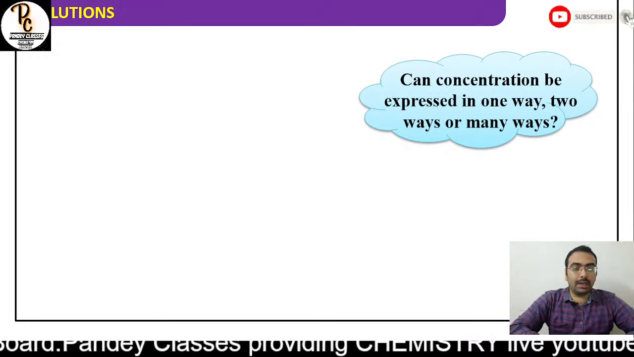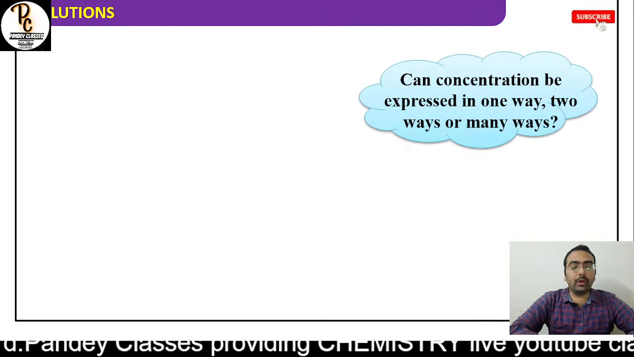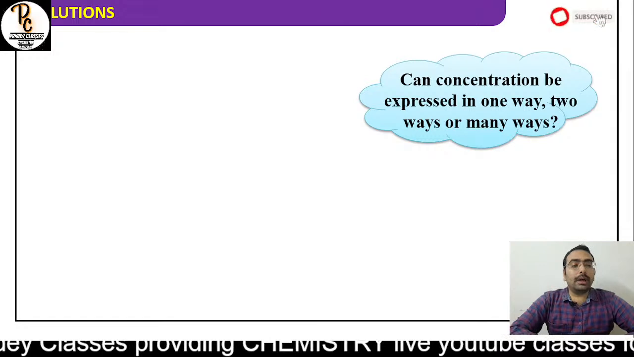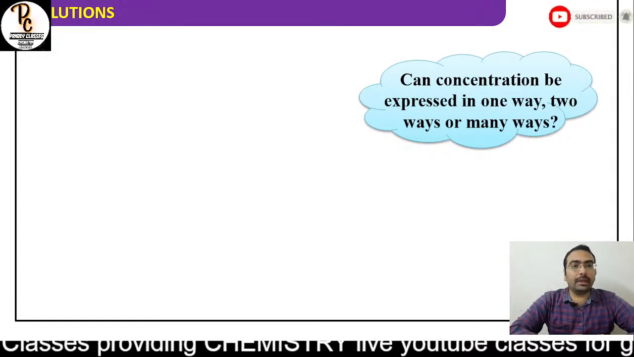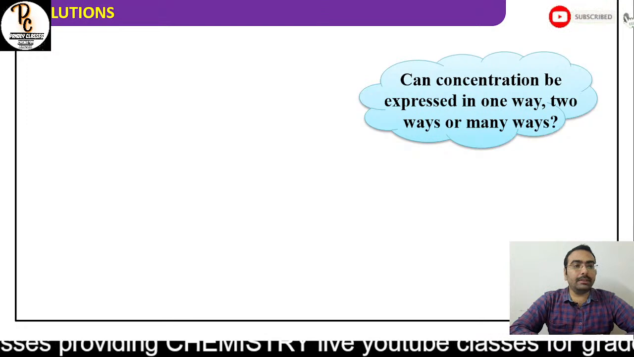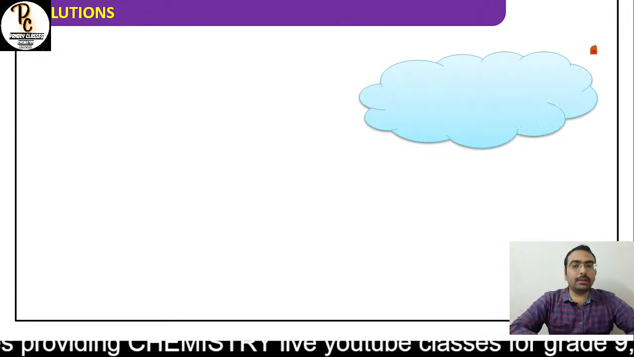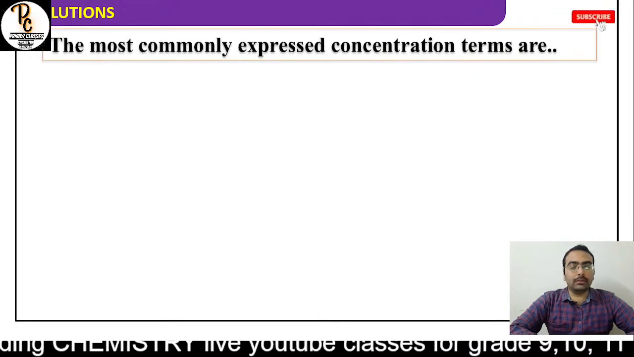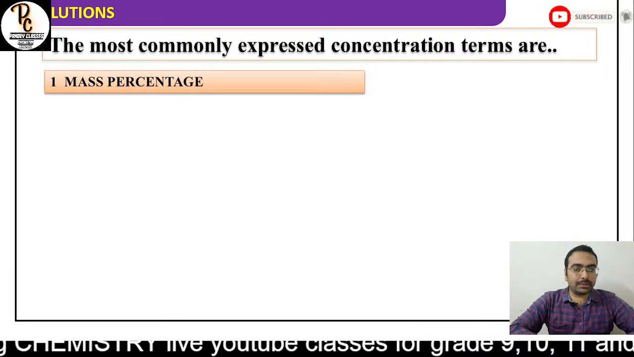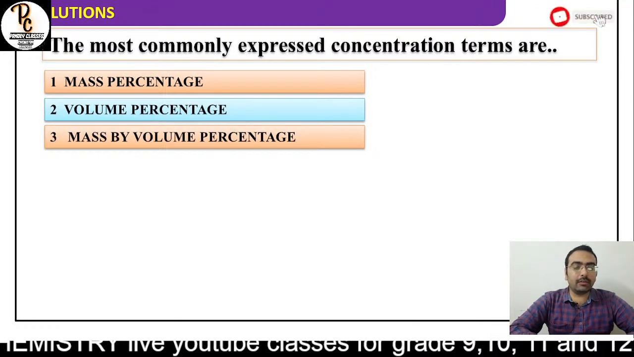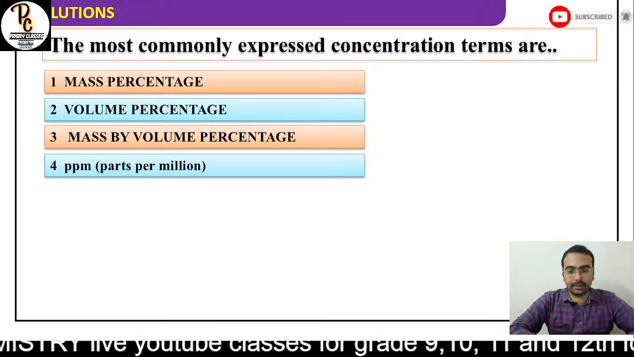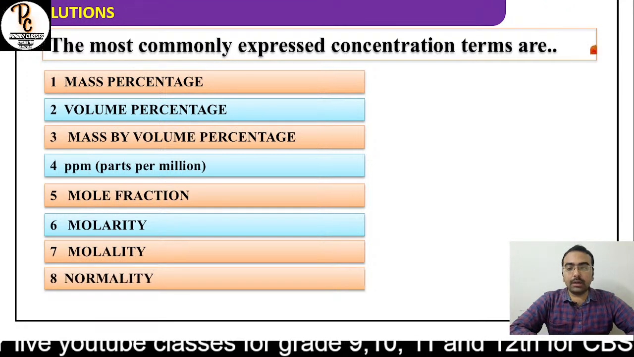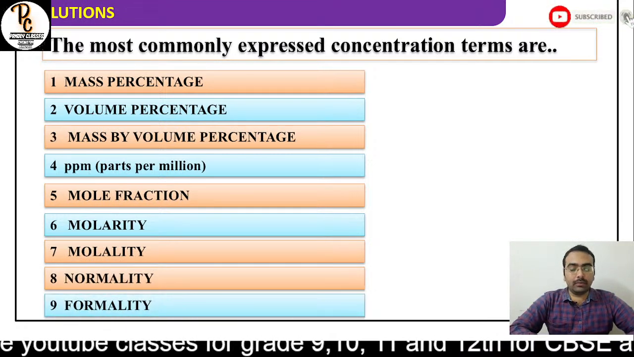Can concentration be expressed in one way, two way, or many way? So we all know that the concentration can be expressed in many ways. Okay, and if we say many ways, so what are these? So the most commonly expressed terms are mass percentage, volume percentage, mass by volume percentage, parts per million, mole fraction, molarity, molality, normality. Okay, then we have formality.